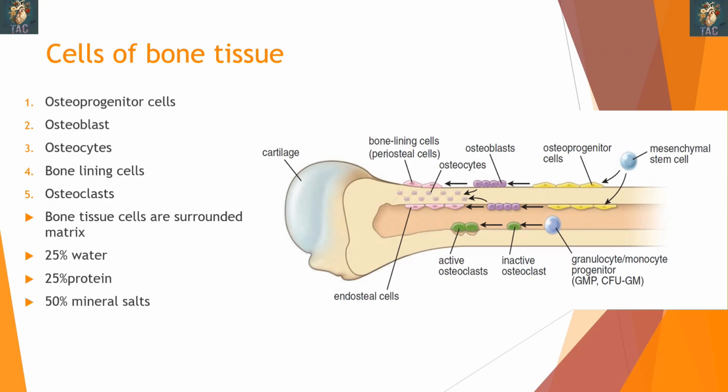So now we move on to the cells of the bone tissue. There are 5 different types of cells which are present. First of all, the osteoprogenitor cell will differentiate from the mesenchymal cell. These osteoprogenitor cells then give rise to 3 types of cell: the osteoblast, the osteocyte, and the bone lining cells. The fifth type of cell present in the bone, the osteoclast, is derived from the granulocyte monocyte progenitor system. So bone tissue cells are surrounded by the matrix. They contain 25% water, 25% protein, and 50% mineral salts.